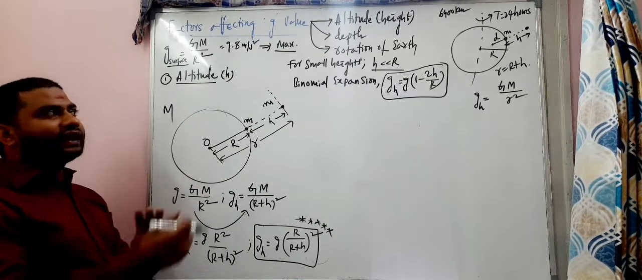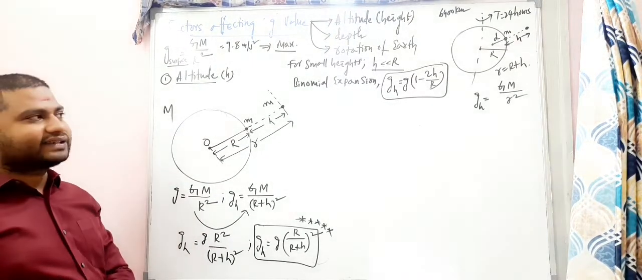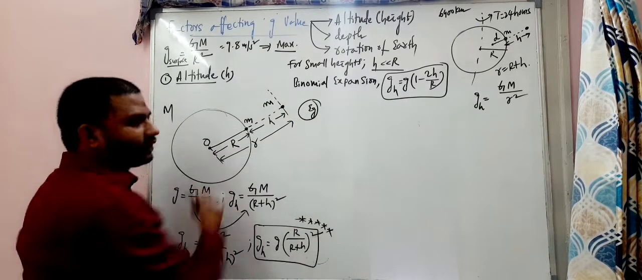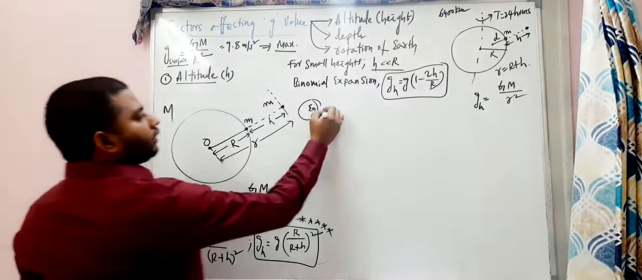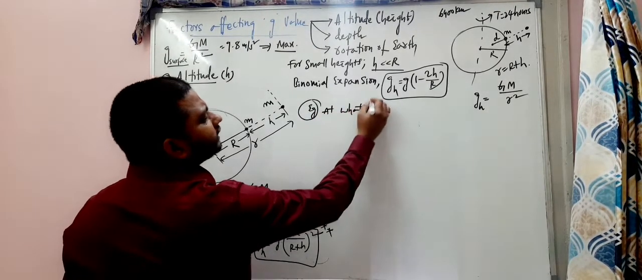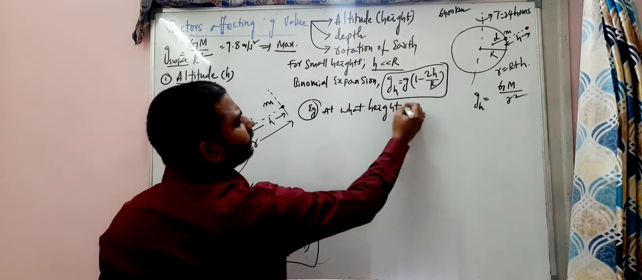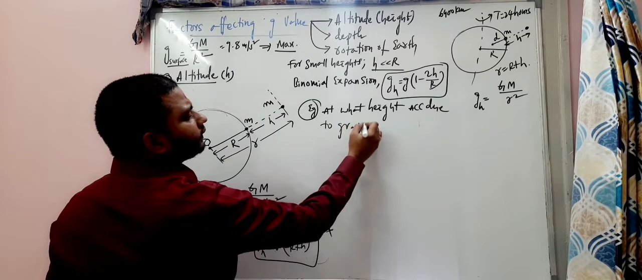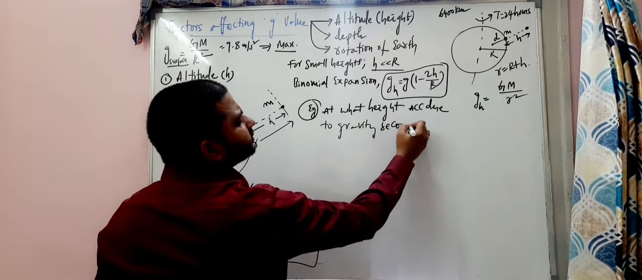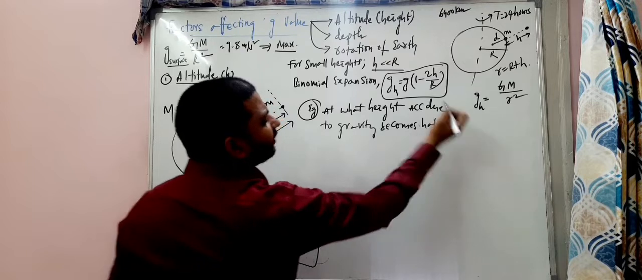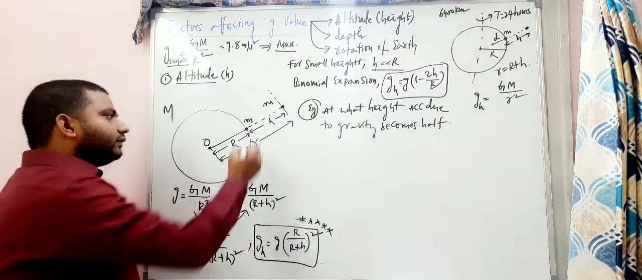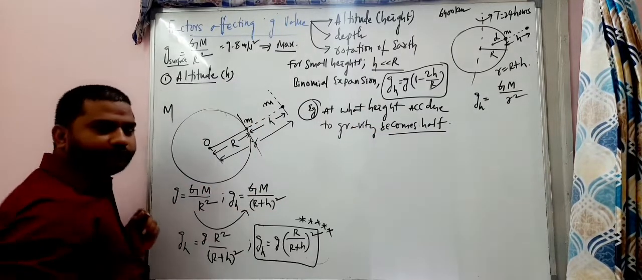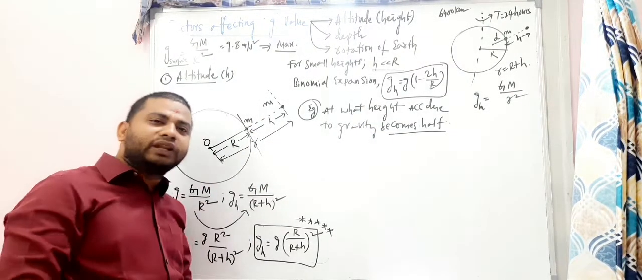What kind of questions will be asked in these cases? Let's discuss that. For example, at what height acceleration due to gravity becomes half? Initially it is g. At what height acceleration due to gravity becomes half? See how simple it is.